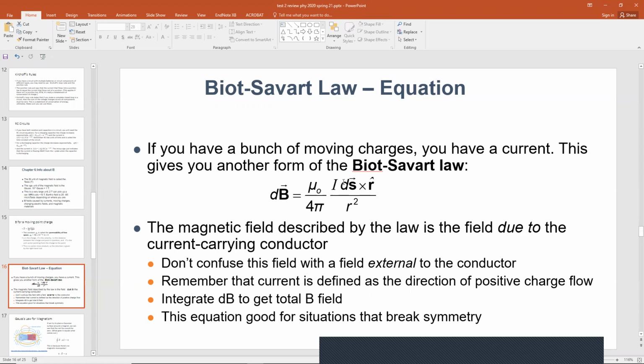Now, this Biot-Savart law is good for situations that break symmetry. So if you have something that is not a highly symmetric situation, you'll need to use the Biot-Savart law to find the magnetic field, okay? If it is a highly symmetric situation, like a solenoid or a toroid or something like that, then a better way to do it would be Ampere's law, which we'll cover in a minute.